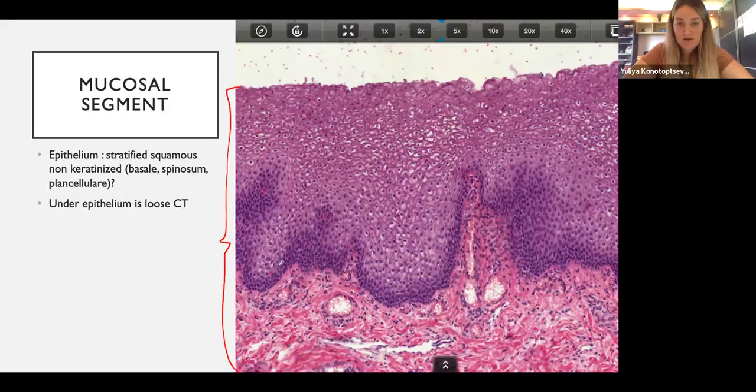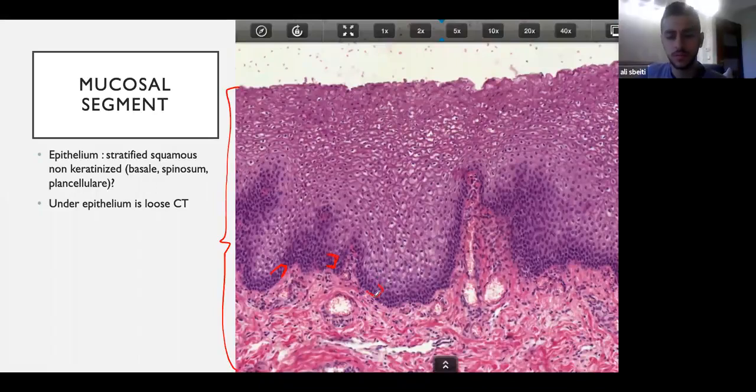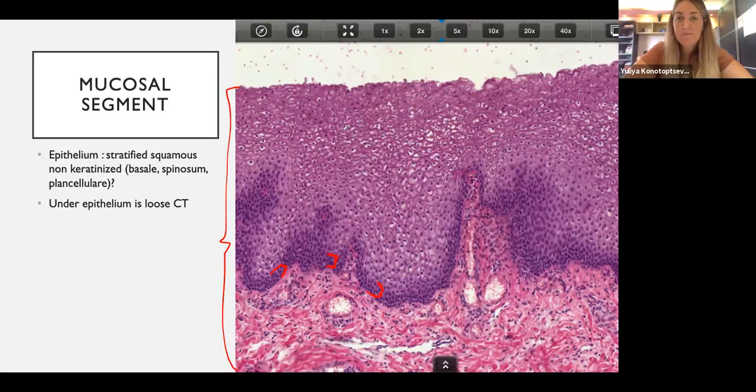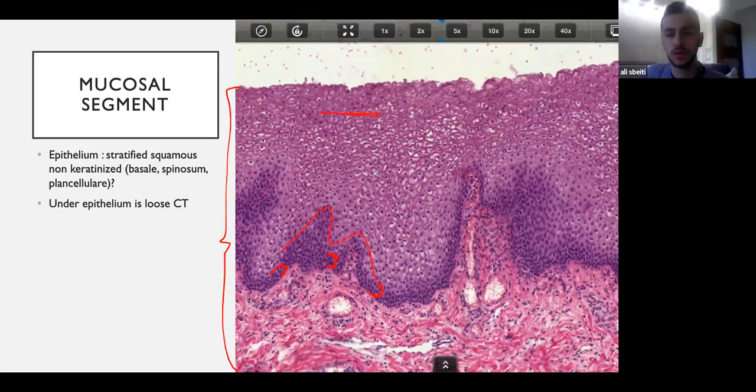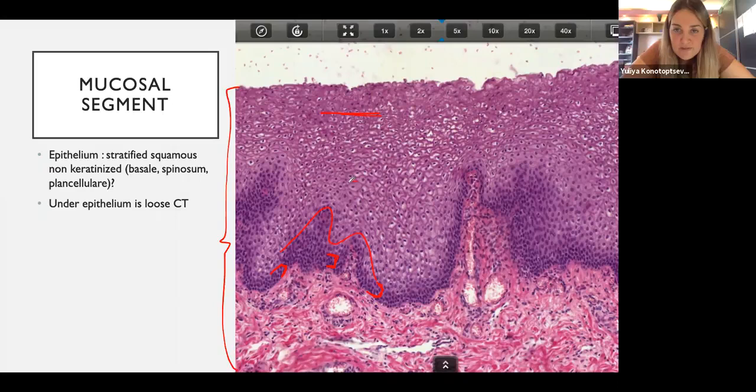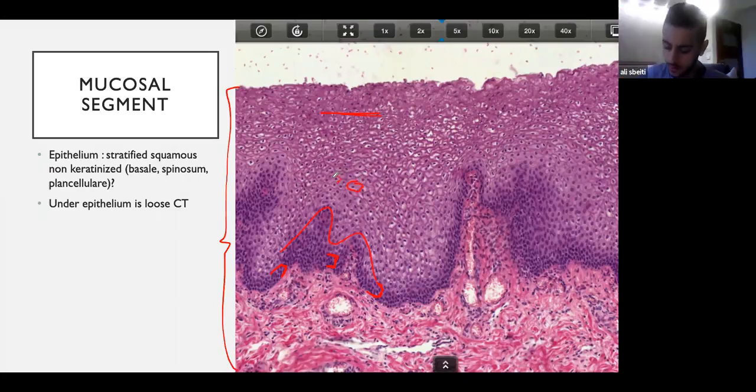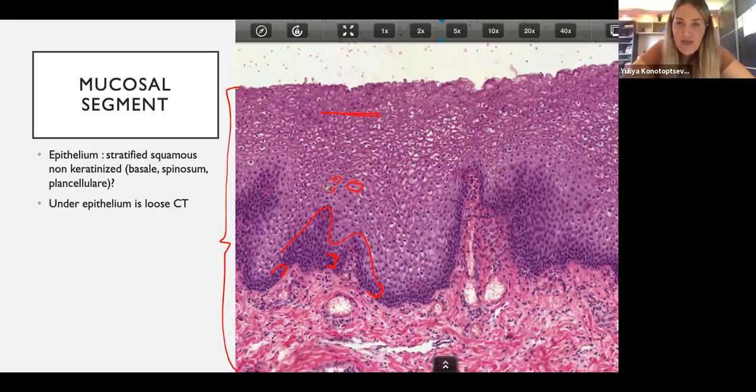How do we call this layer? Stratum basale. Very good. This is the stratum basale of the epithelium. Until here, this is going to be the polygonal layer, because you can see that the epithelial cells here look very weird. Do you see? They have 1, 2, 3 angles, many angles. They're polygonal. And the top layer, the superficial layer, the stratum superficiale.